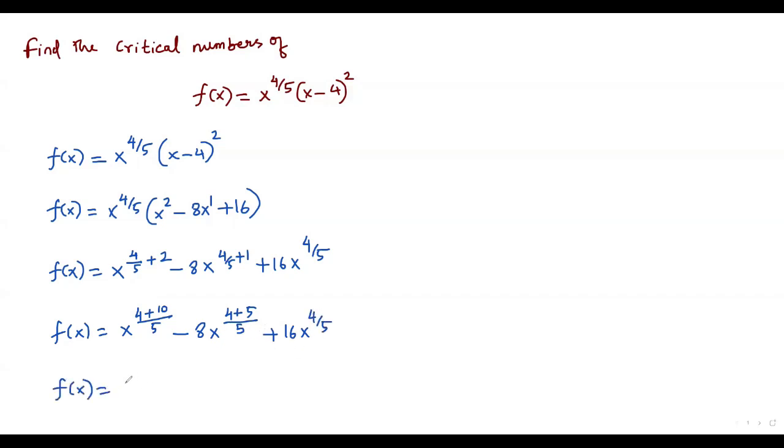Now let's do further simplification. f of x equals x to the power of, when I simplify this fraction, I'm getting 14 over 5, −8 times x to the power of. Here when I simplify this, I'm getting 9 over 5, +16 times x to the power of 4 over 5. That's all the simplification I can do in the given function.